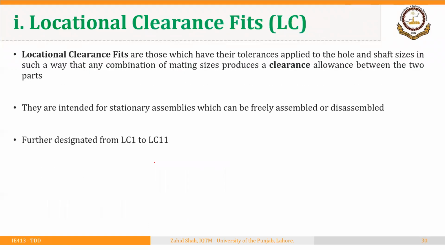So locational clearance fits are those which have their tolerances applied to the hole and shaft sizes in such a way that any combination of mating sizes produces a clearance allowance, just like RC fits. They are intended for stationary assemblies, which can be freely assembled or disassembled. And you will notice in the table of this type of fits that we get, as a whole, small clearance in LC fits as compared to RC fits. And they are further designated from LC1 to LC11.